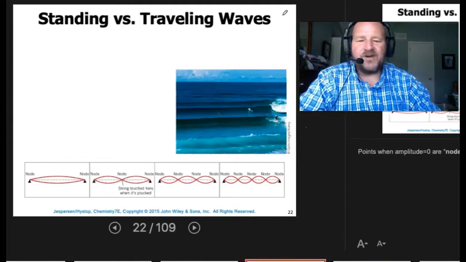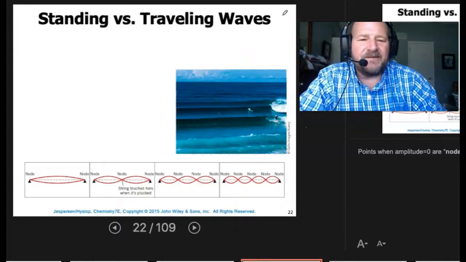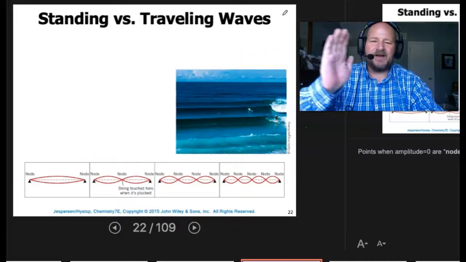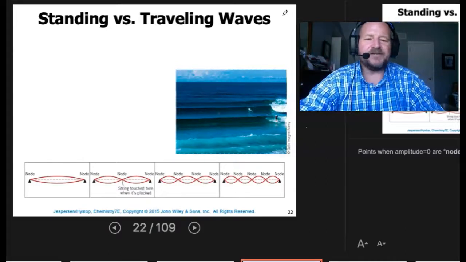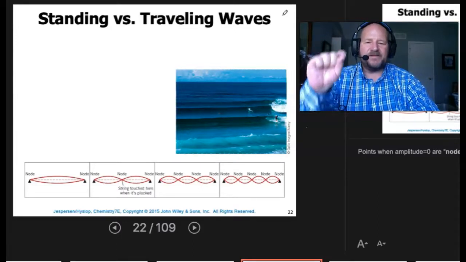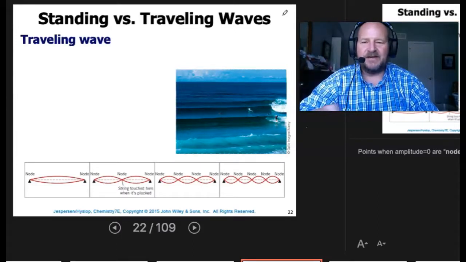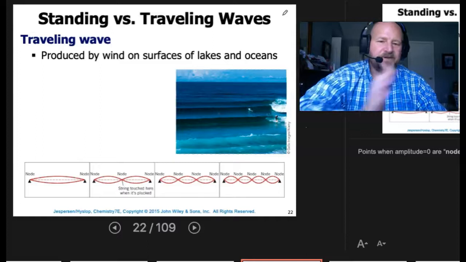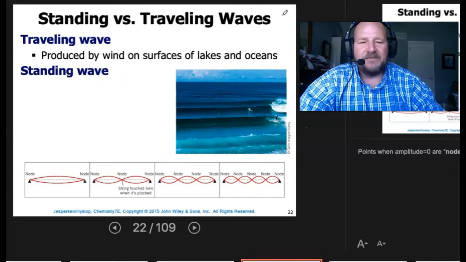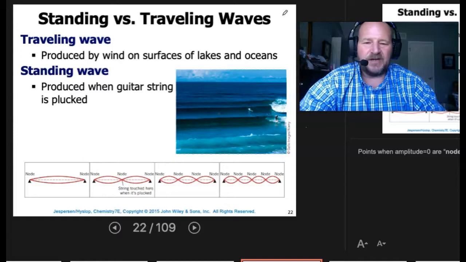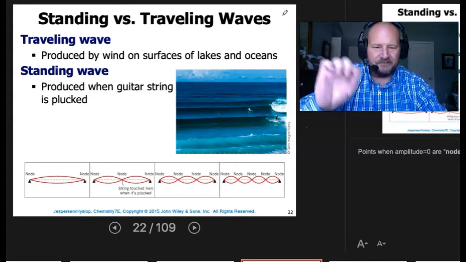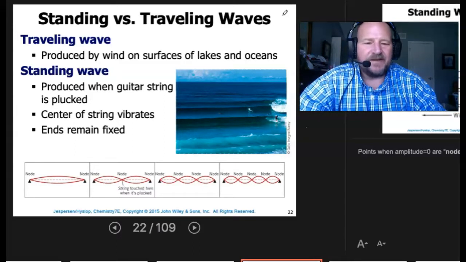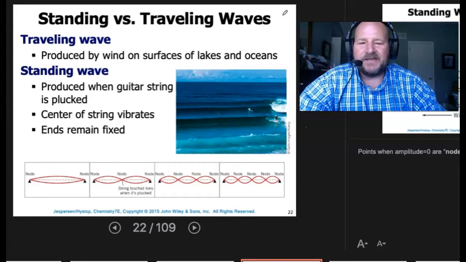All right, so standing versus traveling waves then. First thing we've got to figure out is, do the waves actually move? If you look at a wave in the ocean, we know the wave kind of goes across, right, and crashes. Or does the water molecule that's in the wave actually just go up and then come down, right? A traveling wave is produced by wind on the surfaces of lakes and oceans where the water is being pushed, okay? A standing wave, however, is produced when a guitar string is plucked. It just vibrates up and down. The center of the string will vibrate, and of course the ends remain fixed. Okay, so hopefully that makes sense.